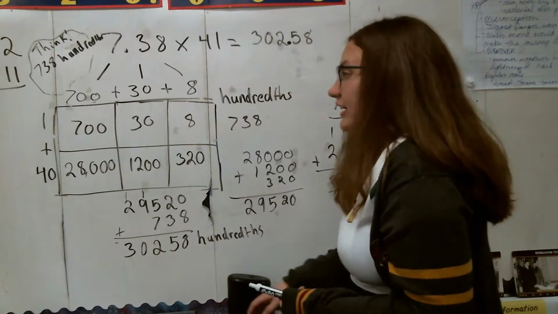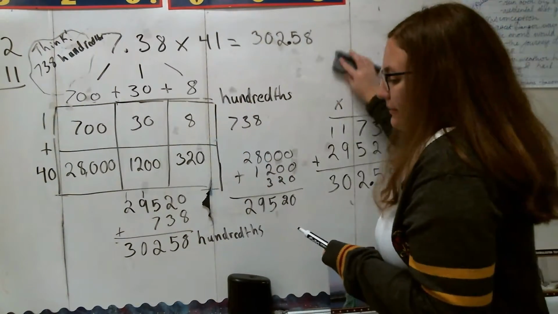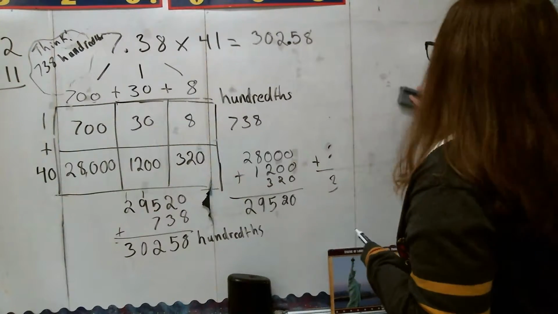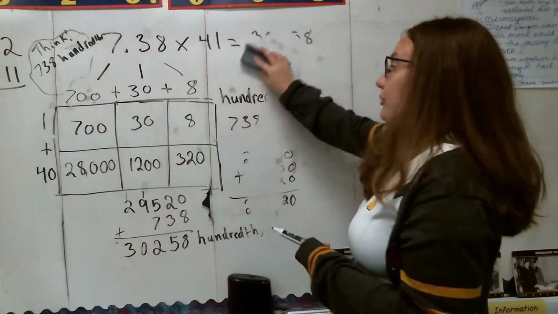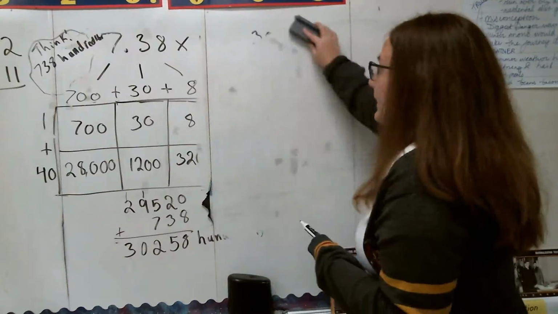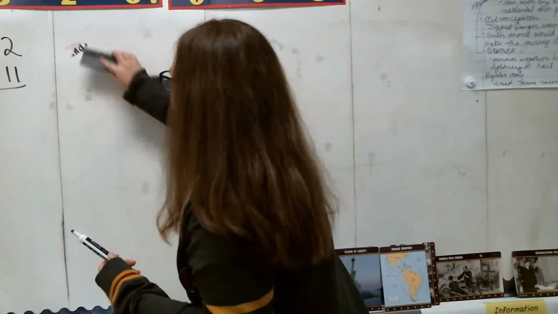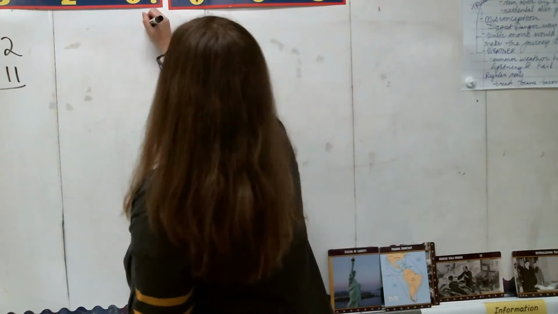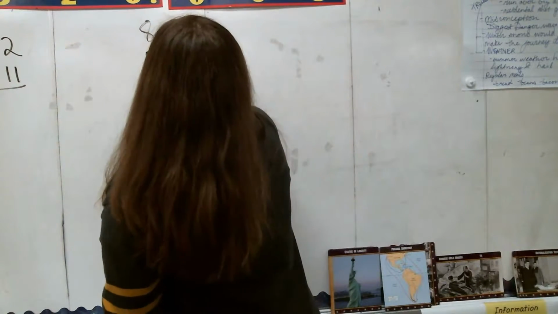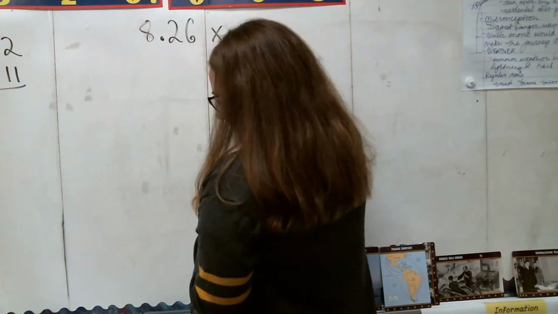So let's take a look at our next problem. Our next problem is 8 and 26 hundredths times 128. So again, just more digits that we are working with. So we get all of this erased, and this problem looks like this. So 8 and 26 hundredths times 128.